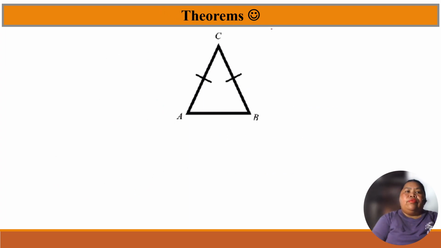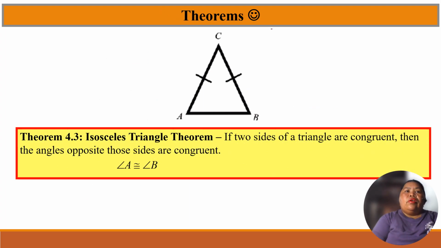So let's have the theorem. Theorem 4.3, the isosceles triangle theorem: if two sides of a triangle are congruent, then the angles opposite those sides are congruent. Thus, angle A is congruent to angle B.